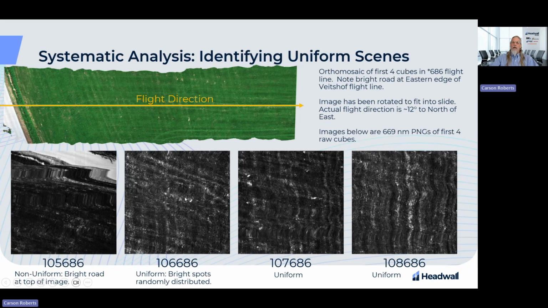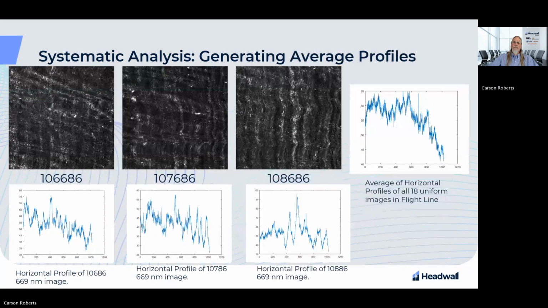The next one, that's mostly uniform. The next one, mostly uniform. The next one, mostly uniform. And so for each of the flight lines, for each of the flights, I went through and manually eliminated those images that had significant non-uniformity in them that might mess up the analysis. And so then what I can do is automatically go through and generate profiles for each of these selected cubes.